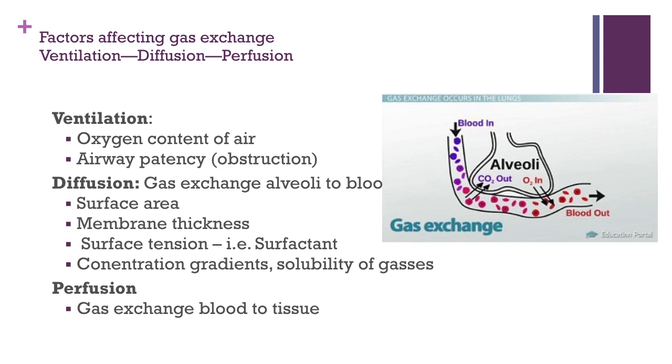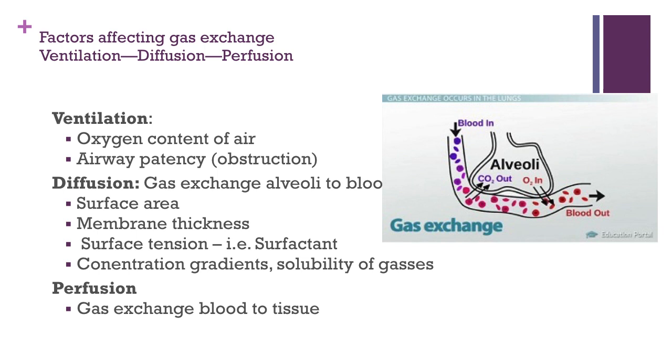Secondly, the thickness of the membrane. The alveolar membrane can become inflamed and thicker, which will actually cut down on or reduce diffusion. So if you have an inflammation of the alveoli or an infection which causes inflammation, such as pneumonia, then you're going to decrease your gas exchange back and forth across the membrane because of the thickness of the membrane.